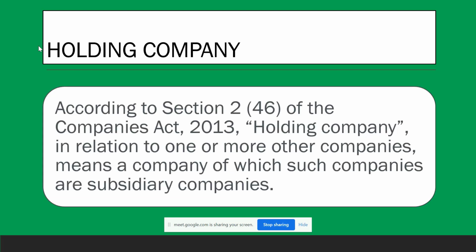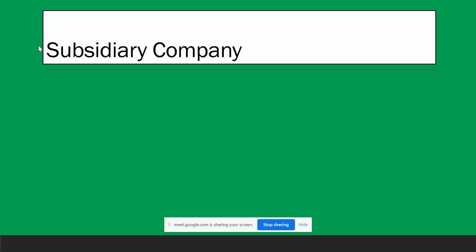Holding company. According to Section 2, Clause 46 of the Companies Act 2013, a holding company, in relation to one or more other companies, means a company of which such companies are subsidiary companies. We'll talk about the subsidiary company, then the definition will become much clearer.